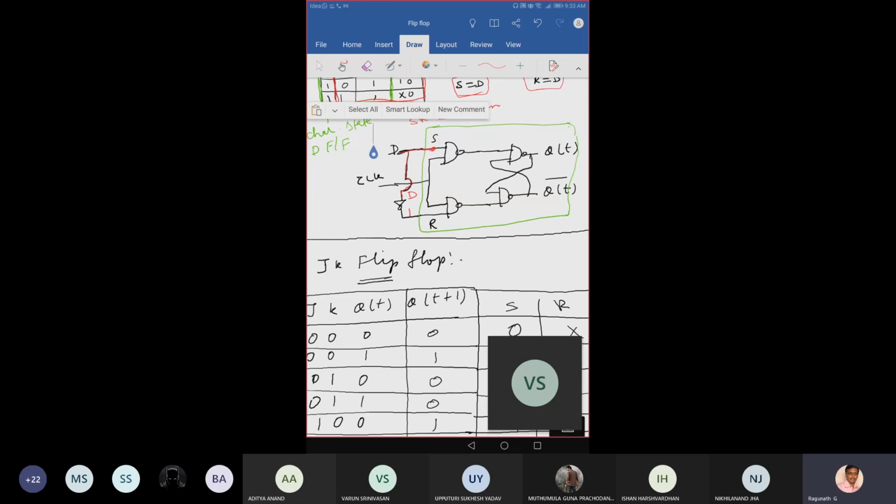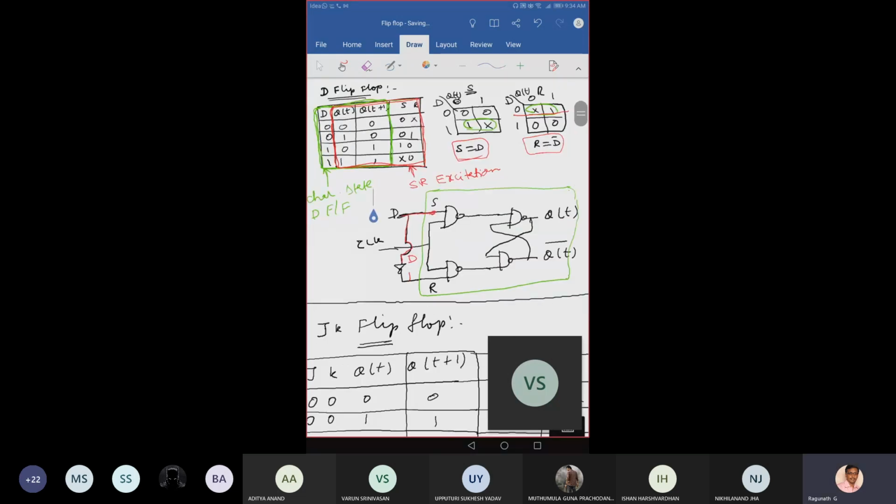So the whole circuit, please understand the whole circuit. I'll change the color to blue, then you can understand. Now the whole circuit will act as a D flip-flop. The green color box will act as an SR and the blue color will act as a D flip-flop. Any doubts in this?